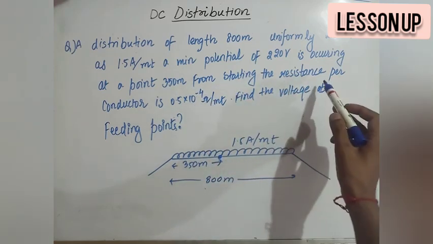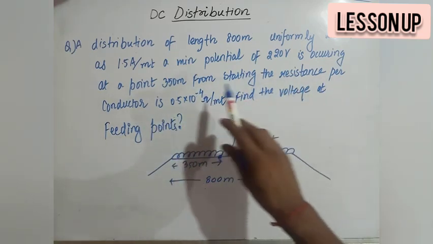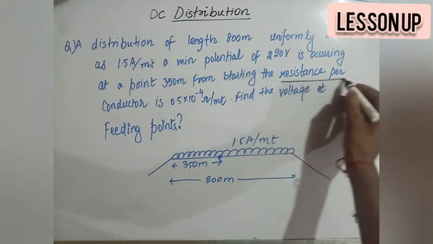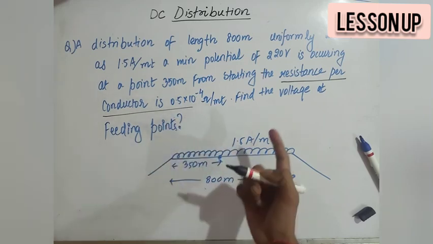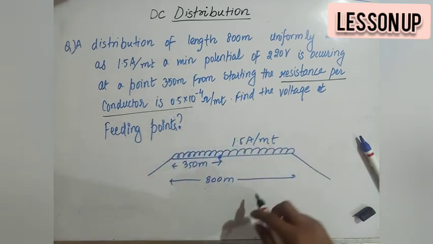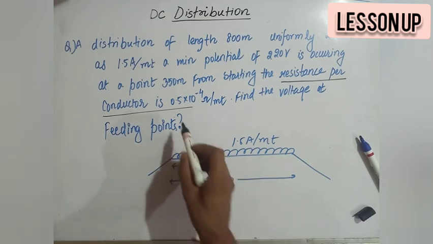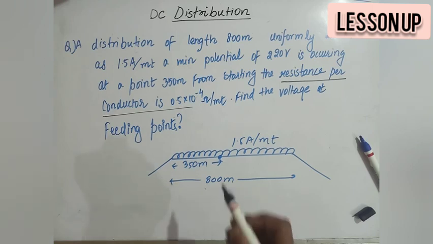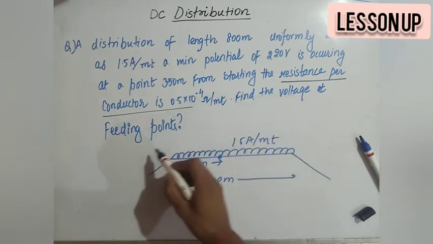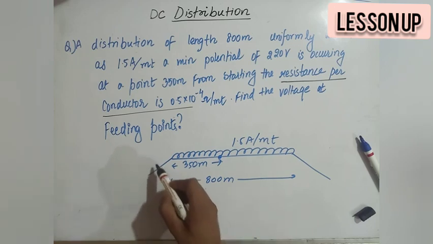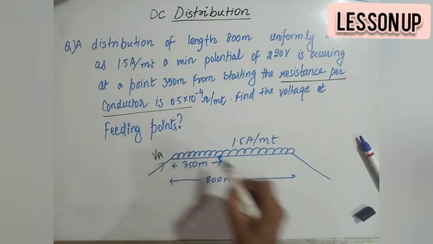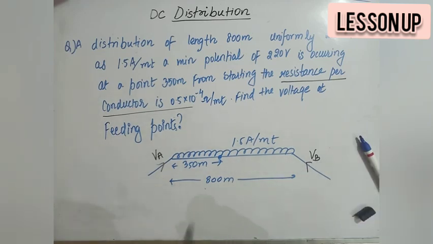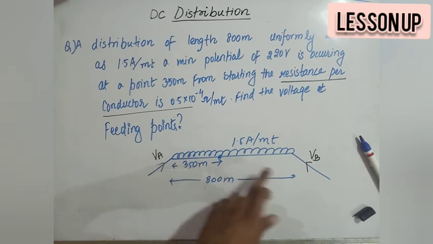From starting, the resistance per conductor, see here they have given resistance per conductor, so we need to multiply resistance by 2 because one is the go conductor and another will be the return conductor. So the resistance per conductor is 0.5 into 10 to power minus 4 ohm per meter. We need to find the voltage at feeding point, means we need to find these two voltages VA and VB, which are the feeding points.